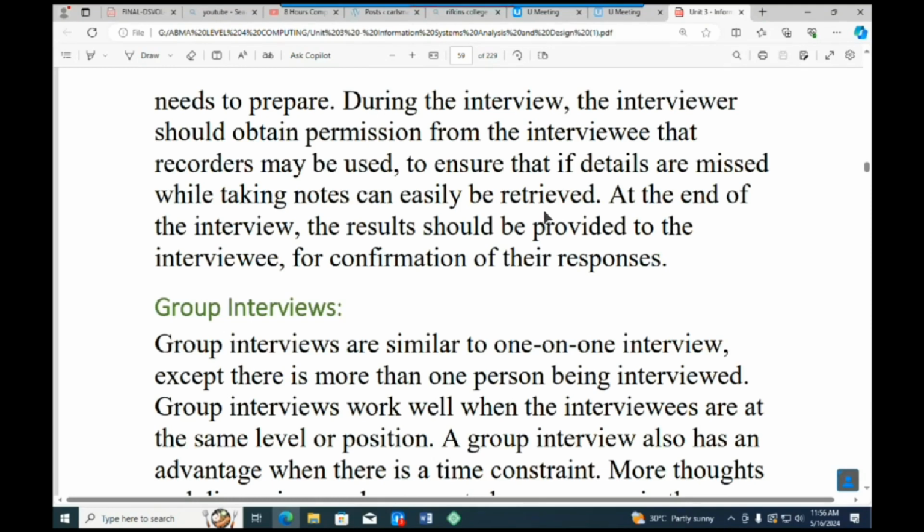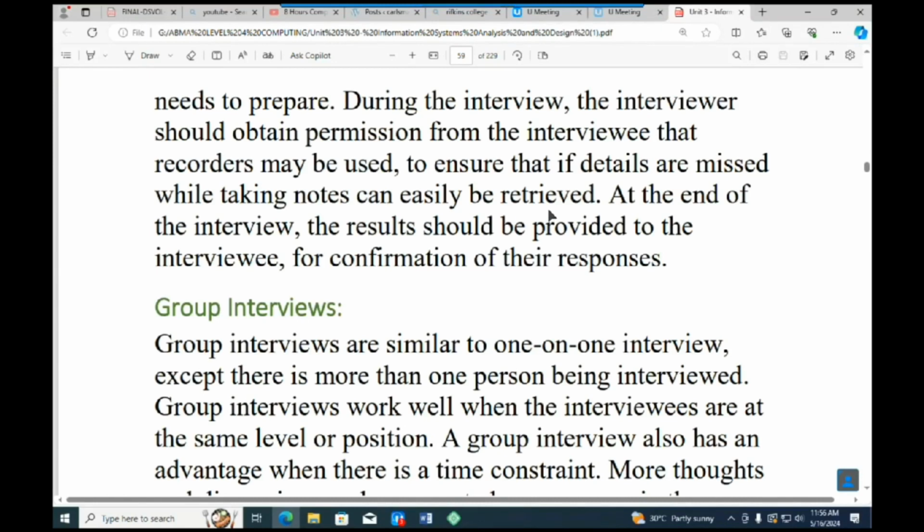This is to ensure that if you miss some details while you're taking your notes, you can easily retrieve them later. So you can use recorders in the interview to capture missed details later. But to do that, you need to get the consent of the interviewee.